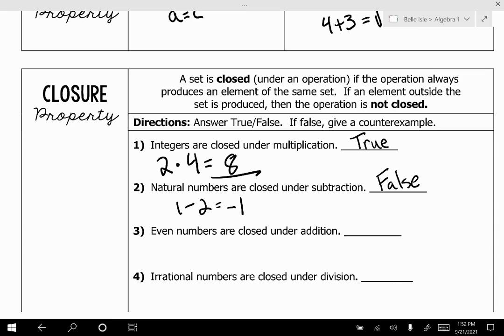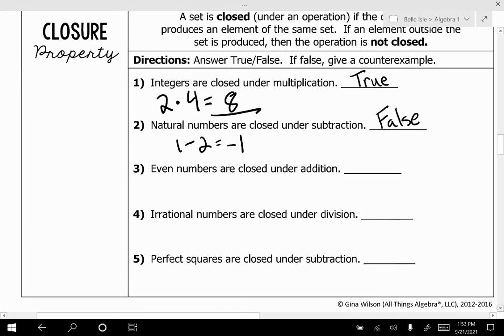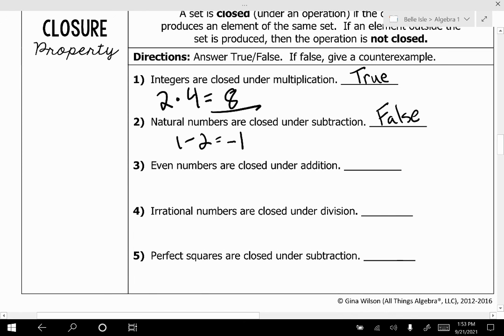So perfect squares are like when you have an integer, and you can multiply that same integer together. Like 2 and 2 is 4, so 4 is a perfect square. Like 5 and 5 is 25, 25 is a perfect square. Yes, exactly. You would take the square root. Yes, what you're saying is correct. Okay, number 3. Even numbers are closed under addition.